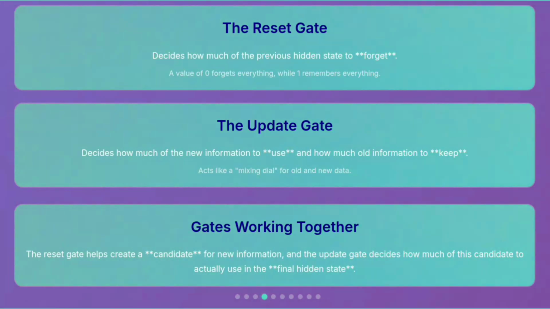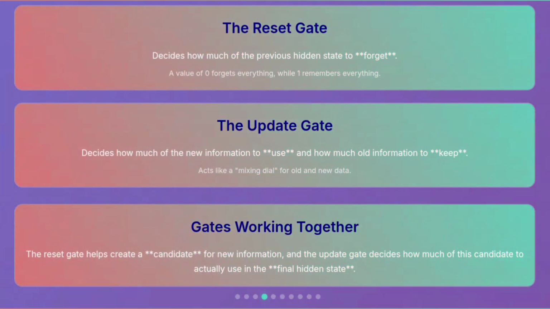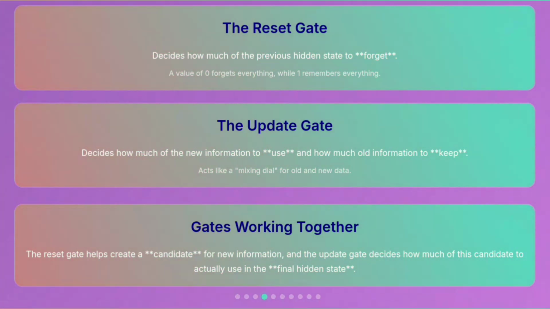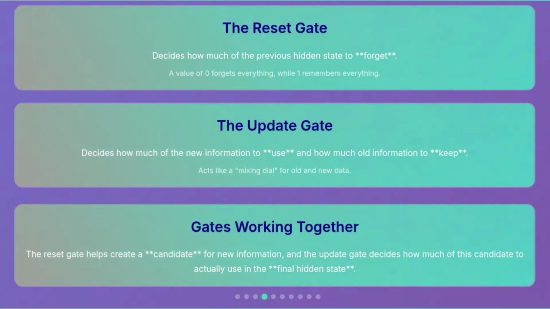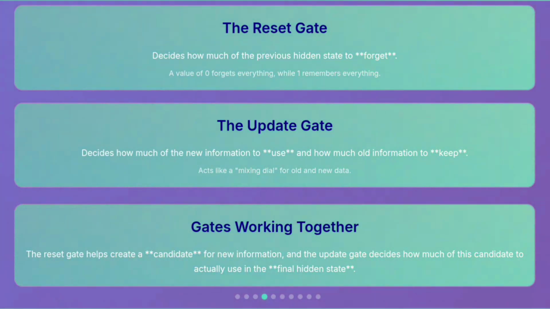The update gate decides how much of the new information to use and how much of the old information to keep. It's like a mixing dial on a sound mixer. Here's the brilliant part. These gates work together. The reset gate creates a candidate for new information, and the update gate decides how much of this candidate to actually use. Let me show you this with a simple example.